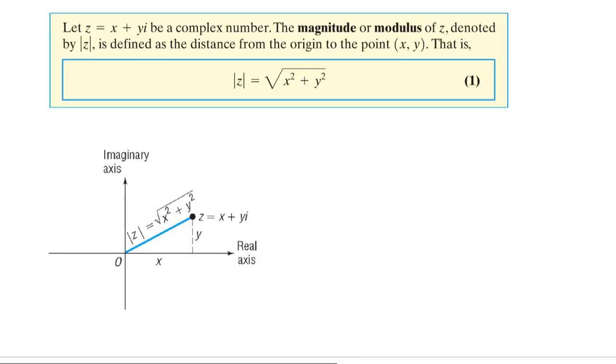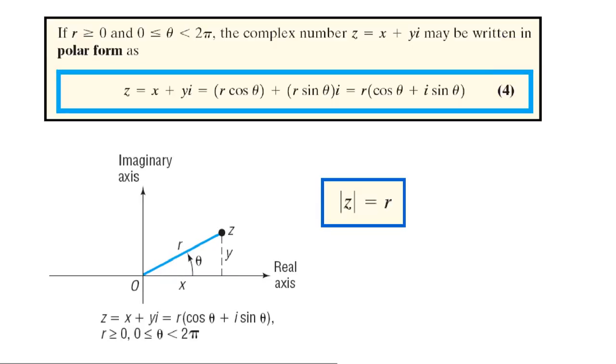So z equals x plus yi is a complex number in rectangular form. We refer to the distance this point has from the origin as the magnitude or modulus of z. We use the symbol absolute value, so sometimes people call it the absolute value of z, but really it's the magnitude, and it is exactly the same way we were calculating r when we were using polar coordinates, which leads us to polar form of a complex number.